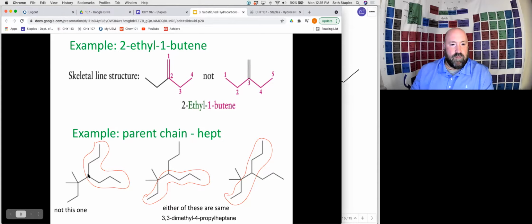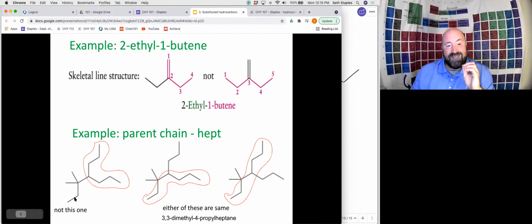1, 2, 3, 4, 5, 6, 7 carbons. So if we go this way, we have 7 carbons. If we go this way, we have 7 carbons. And if we go this way, we have 7 carbons. So which one do you pick for your main chain?